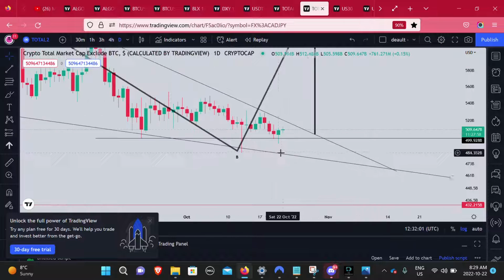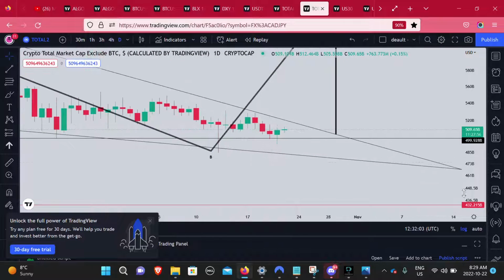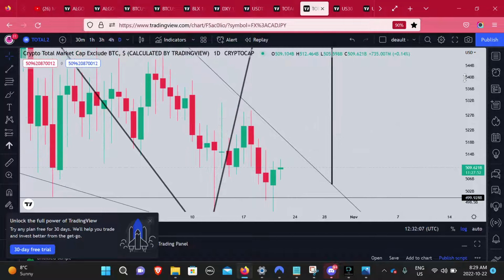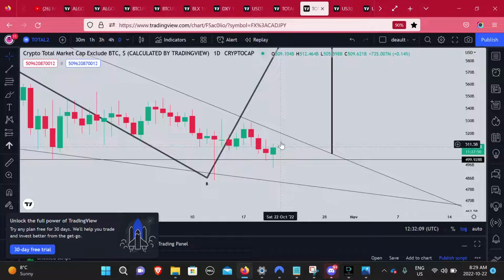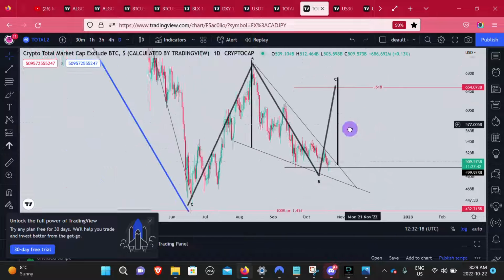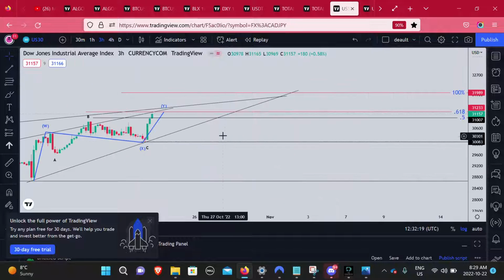Okay, we are printing a green candle. We had a nice rejection candle off the support, and we're going a little higher. We want to see this. We want to see this as a sustained move, and for us to break out of this channel, then come back and retest it as support. Let's take a look at US 30.